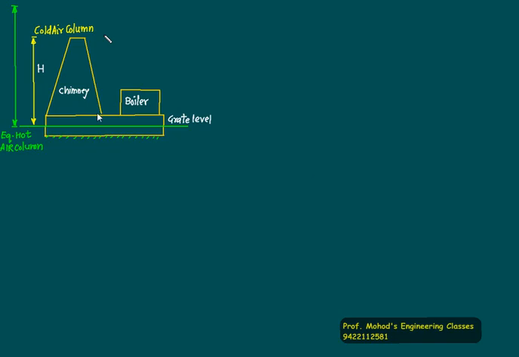When the boiler is fired, the flue gases will pass through this one. Then the density of this will be lighter as compared to cold air, and the corresponding column will be slightly higher, equivalent to a hot column of air.